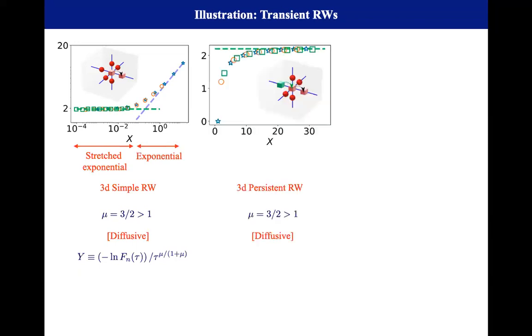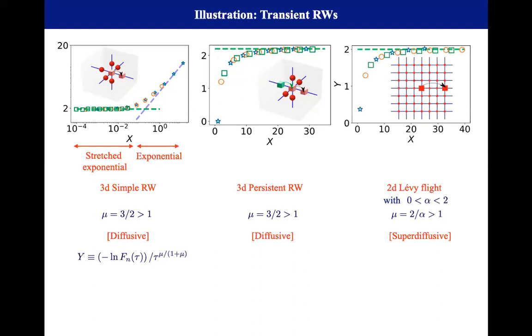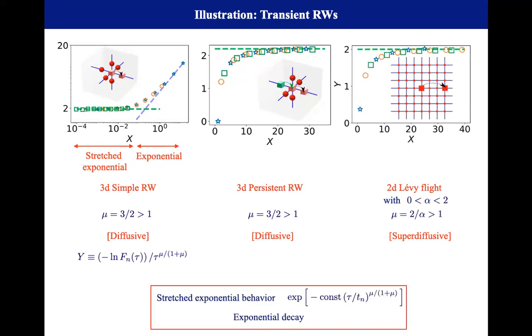You can also test it with the example of a 3D persistent random walk. So persistent random walk, you have a probability to go in the same direction as the previous step. So you just have the memory of one step, not like the fractional Brownian motion we heard about previously. And finally, you can also illustrate it by the example of a 2D Levy flight with any value of alpha between 0 and 2, which leads to superdiffusion. And again, you check the stretch exponential behavior we predict and the exponential decay.